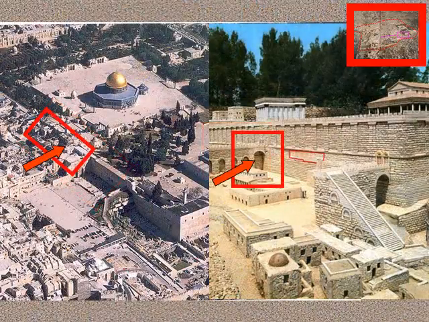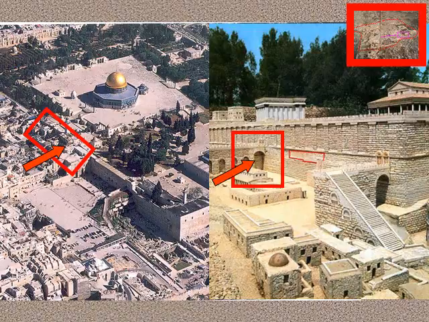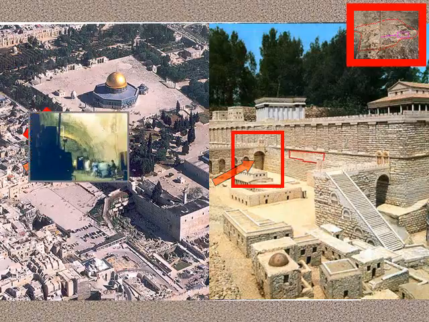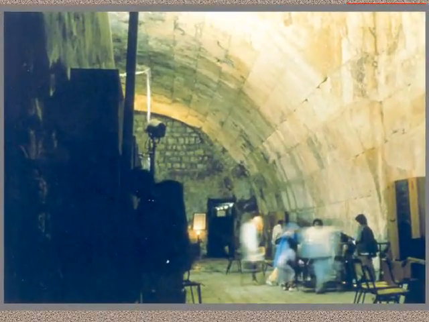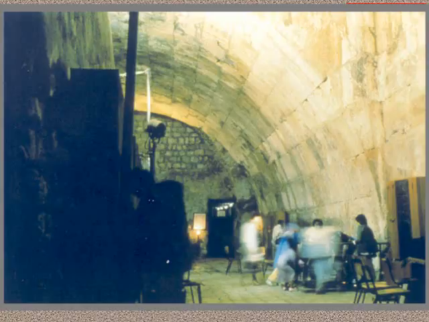See? Oh, there it is. It's pointing out exactly where Wilson's Arch would be in both pictures. As you can see, it's kept its structure so much better than Robinson's Arch because it's been underground and preserved. Huge Herodian stones.